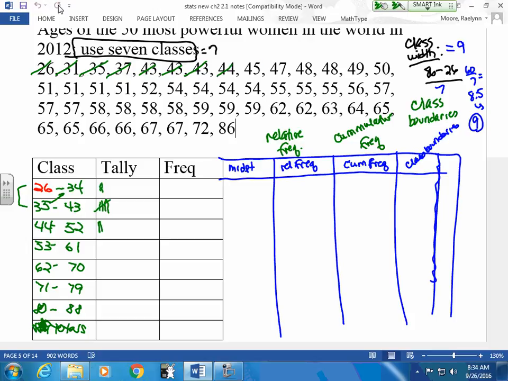It's nice because it's in order. 47, 48, 48. 49, 50, and keep going with this. You can even count how many you want and then put the tick marks because they're all in order. Put your tallies, add them up, and give me your frequencies.